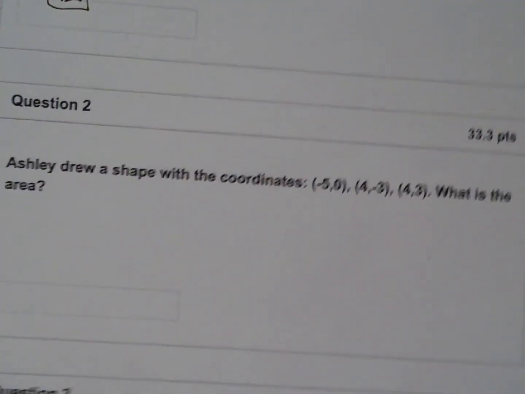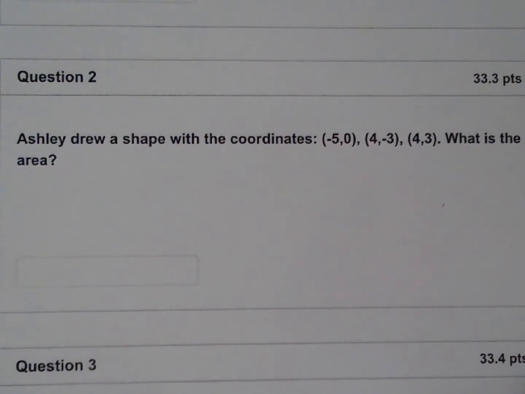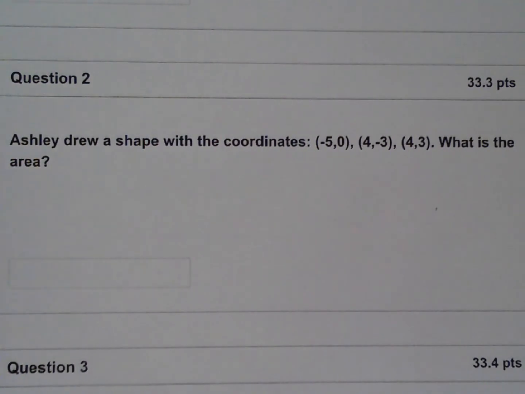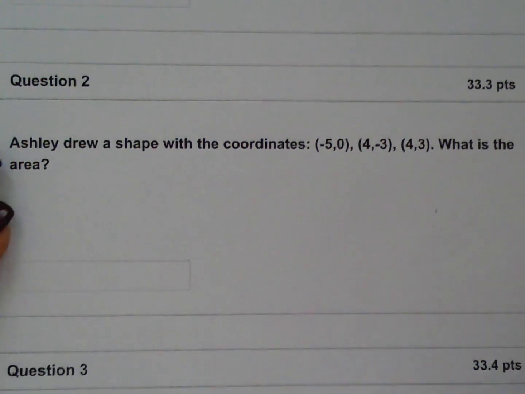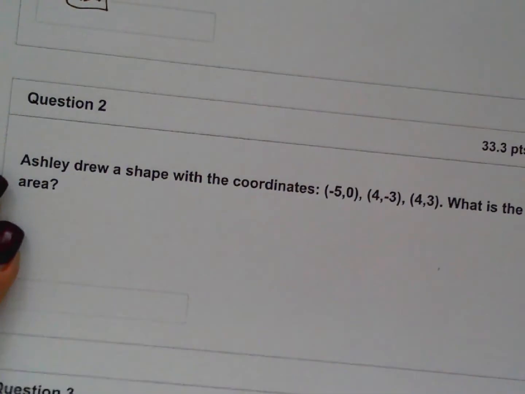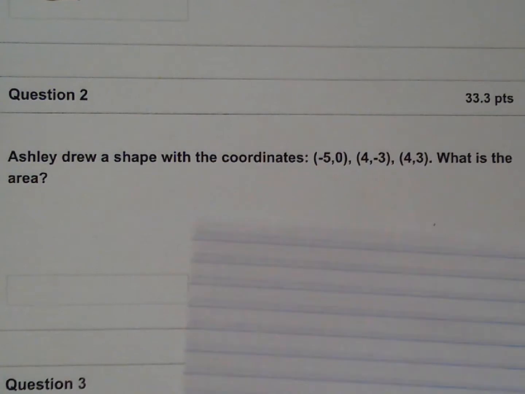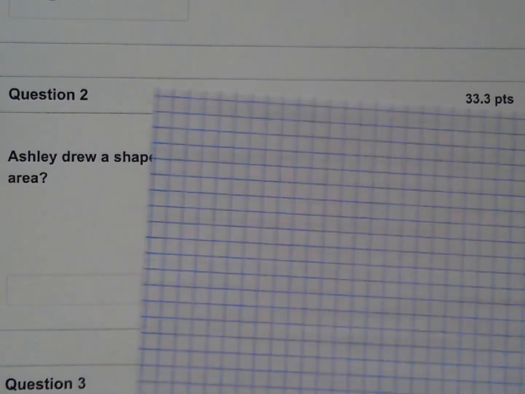Alrighty, guys. Next problem. Number 2. It says Ashley drew a shape with coordinates -5, 0, 4, -3, and 4, 3. What is the area? So this is a problem that if this was on the EOG, the first thing you should do is pull out your graph paper, okay?